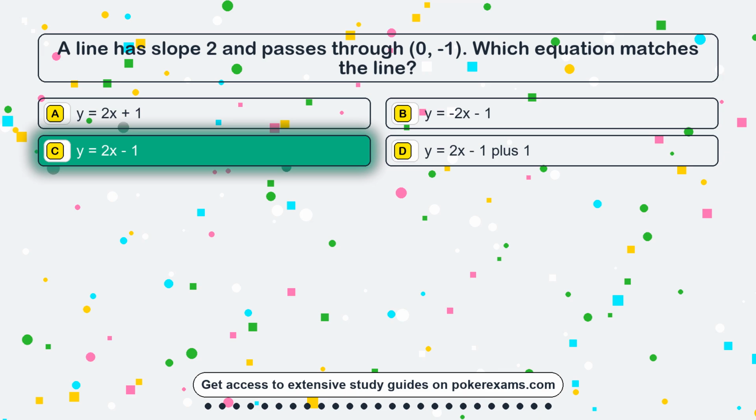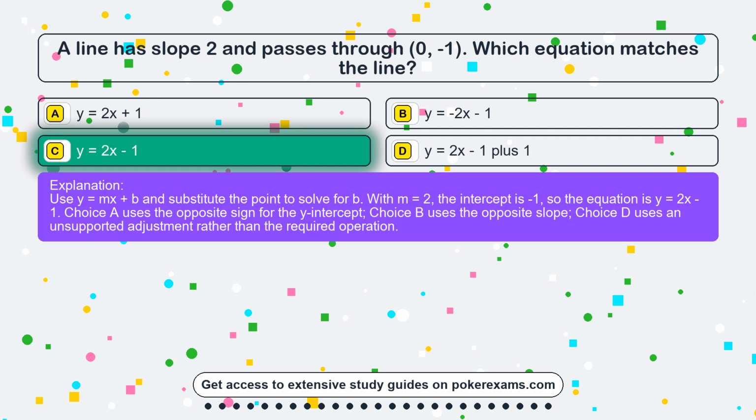The correct answer is option C, y equals 2x minus 1. Use y equals mx plus b and substitute the point to solve for b. With m equals 2, the intercept is minus 1, so the equation is y equals 2x minus 1. Choice A uses the opposite sign for the y-intercept, choice B uses the opposite slope, choice D uses an unsupported adjustment rather than the required operation.